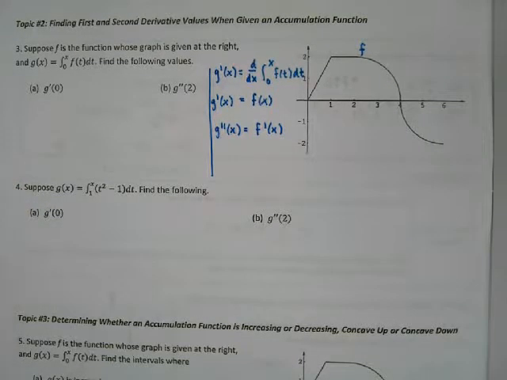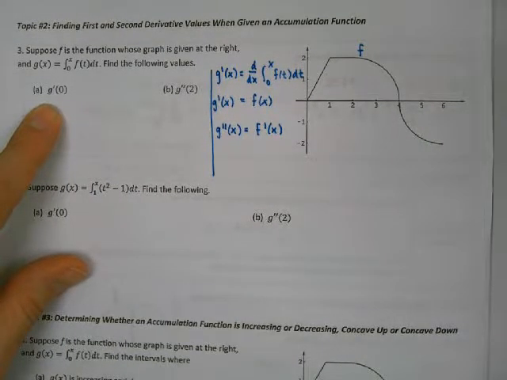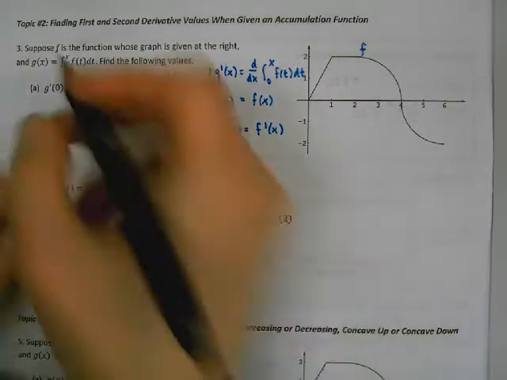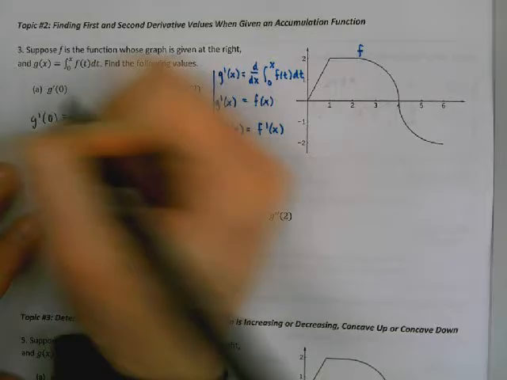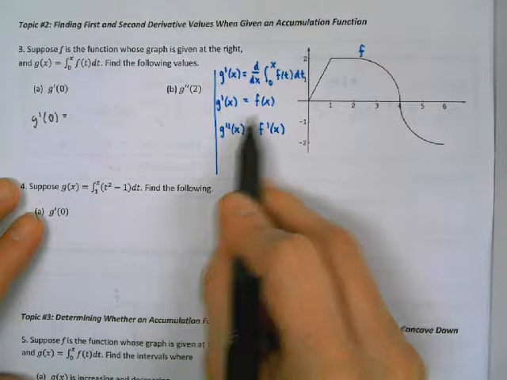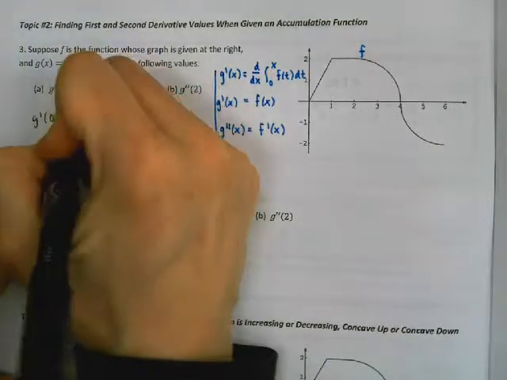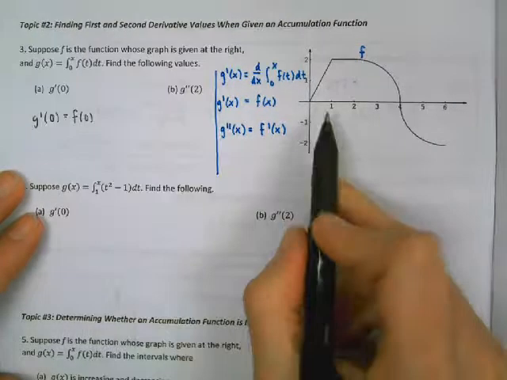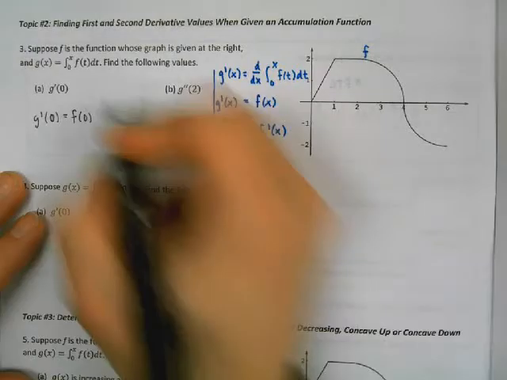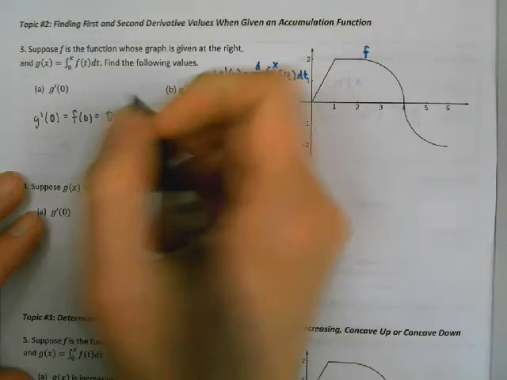Okay, so let's go ahead and look at this then. g prime of 0. Well, I know that g prime of 0 is really just f of 0. So using my graph, f of 0 is going to give us 0.